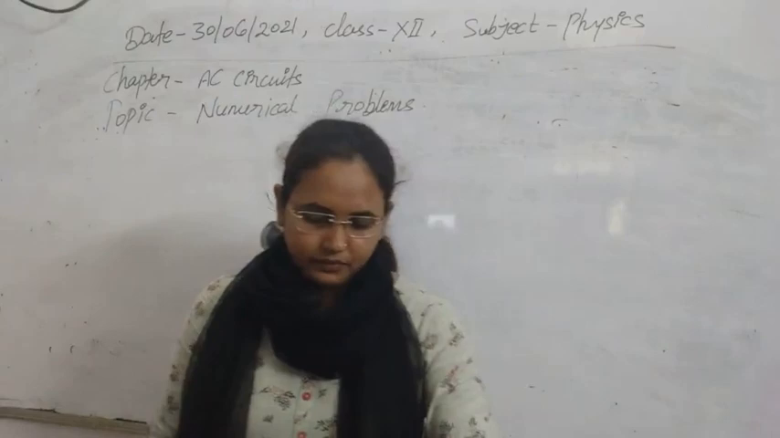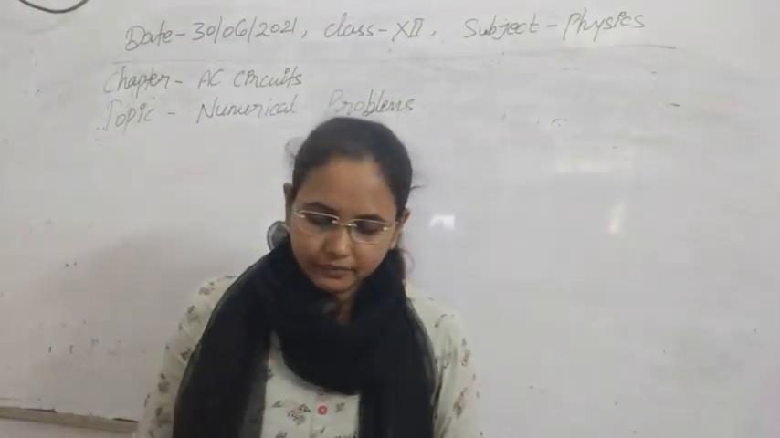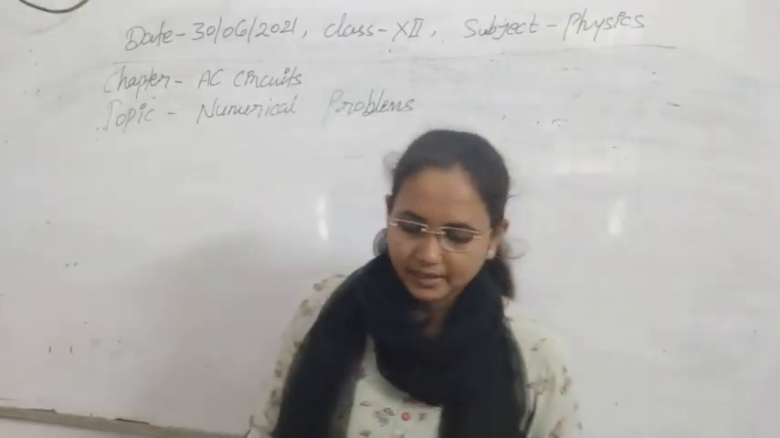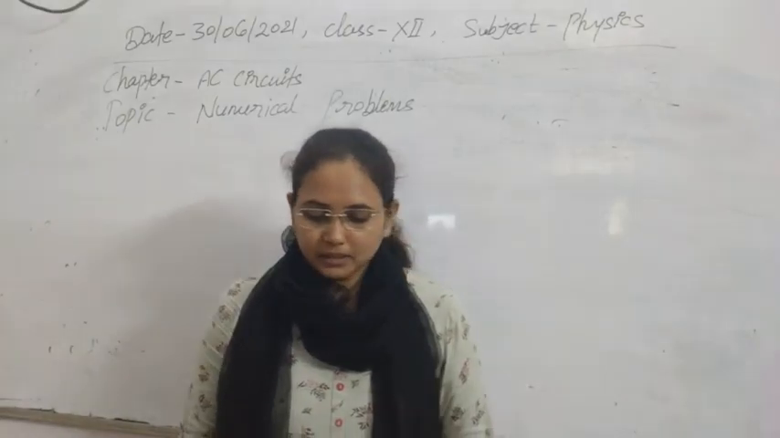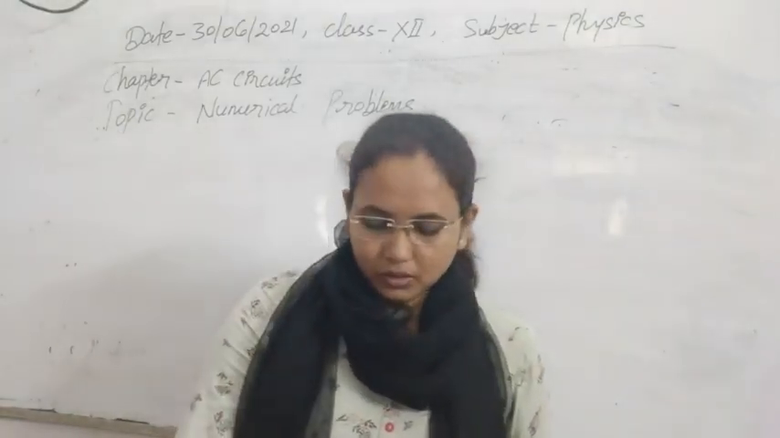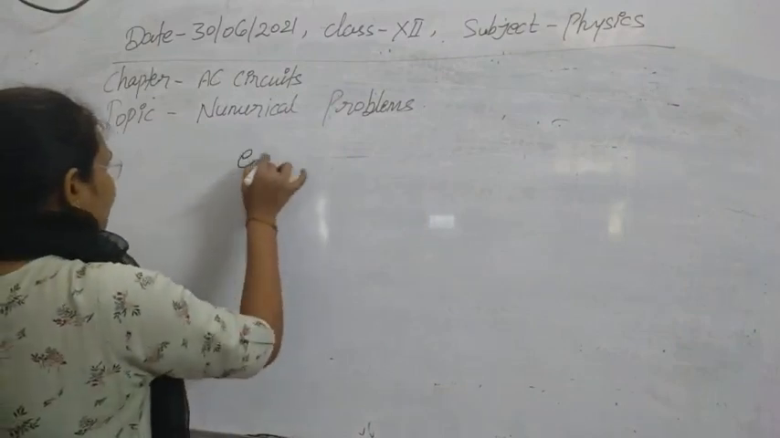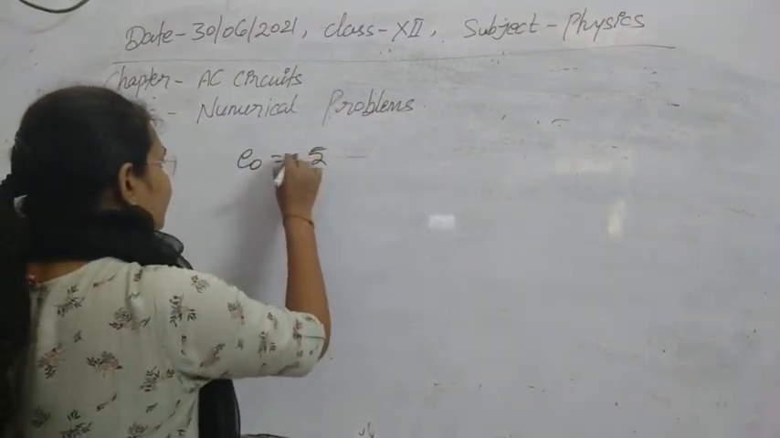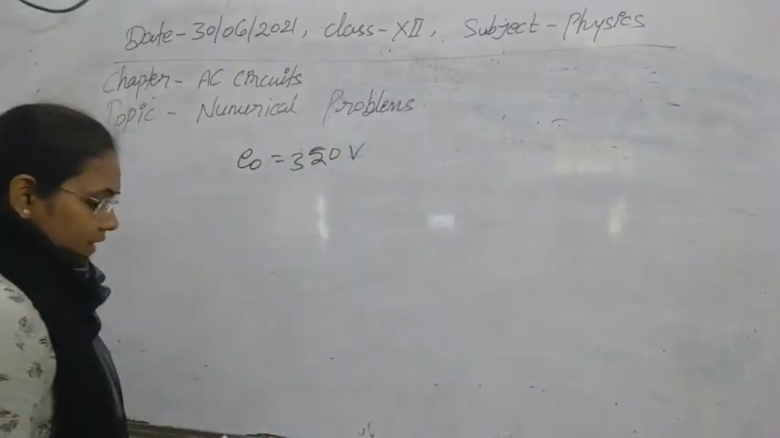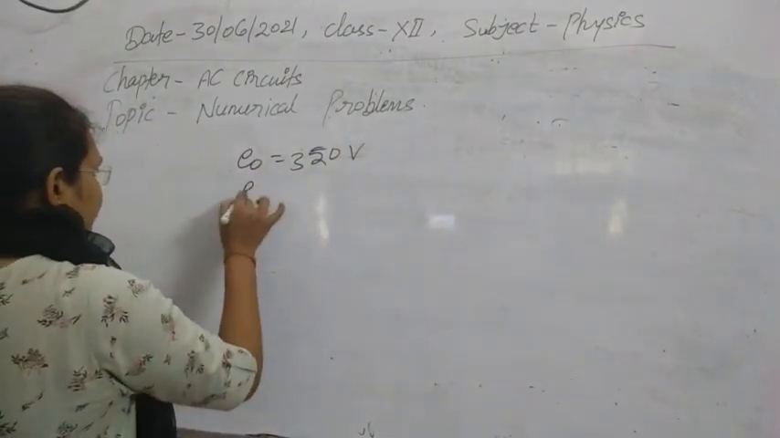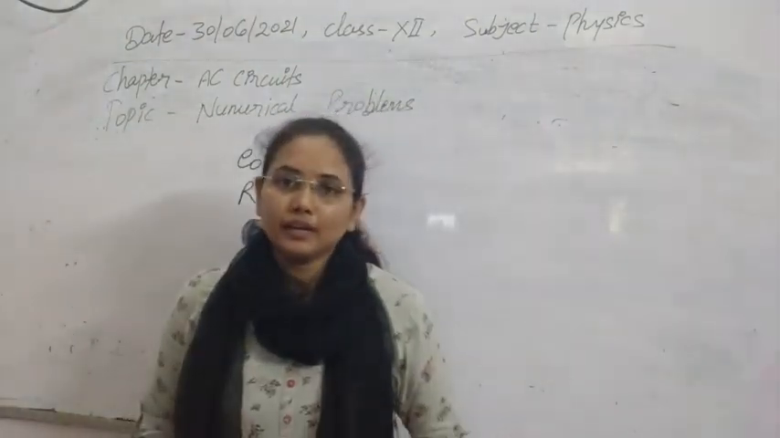Next question we have: an alternating EMF of peak value 350 volt is applied across an AC ammeter of resistance 100 ohm. What is the reading of the ammeter here? So it is given, we have an alternating EMF that has peak value equal to 350 volt, and it is applied to an AC ammeter that has resistance equal to 100 ohm. Then we have to find out what will be the reading of the ammeter.